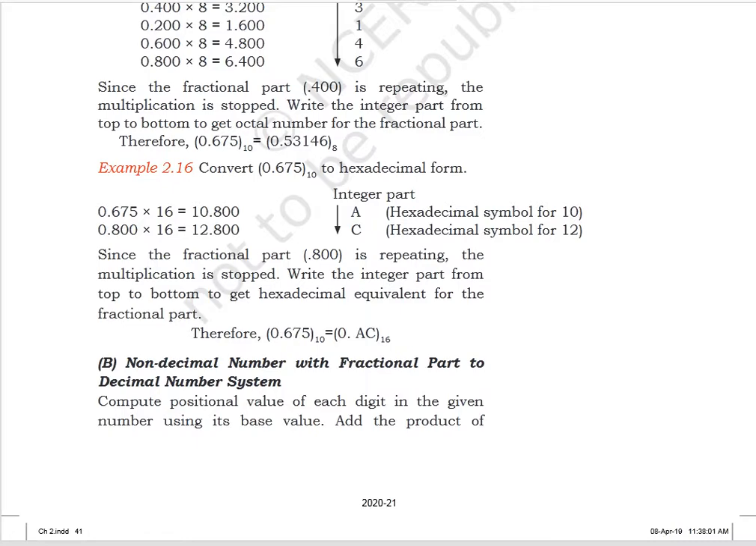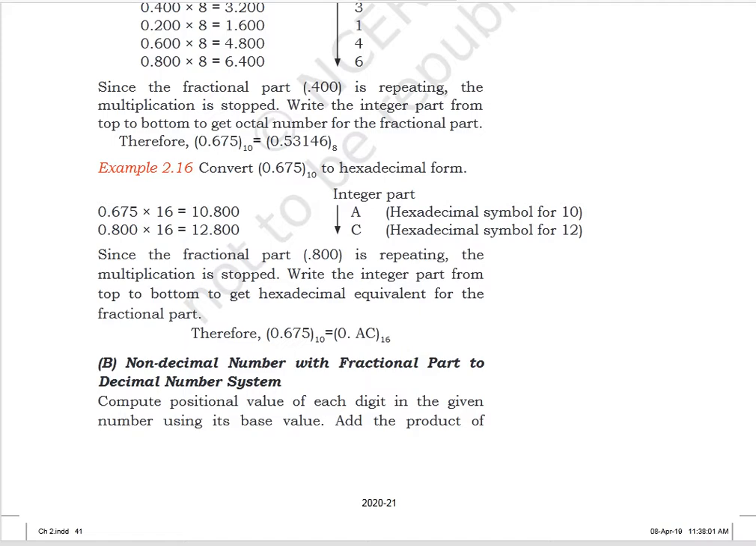Same procedure for hexadecimal. We know the base value of hexadecimal is what? 16. So we have to multiply the fractional part with 16 until it becomes 0.00. But here we get that 0.675 into 16 equals 10.800. Again it comes 0.800. So we stop here, since the fractional part is repeating, the multiplication is stopped.